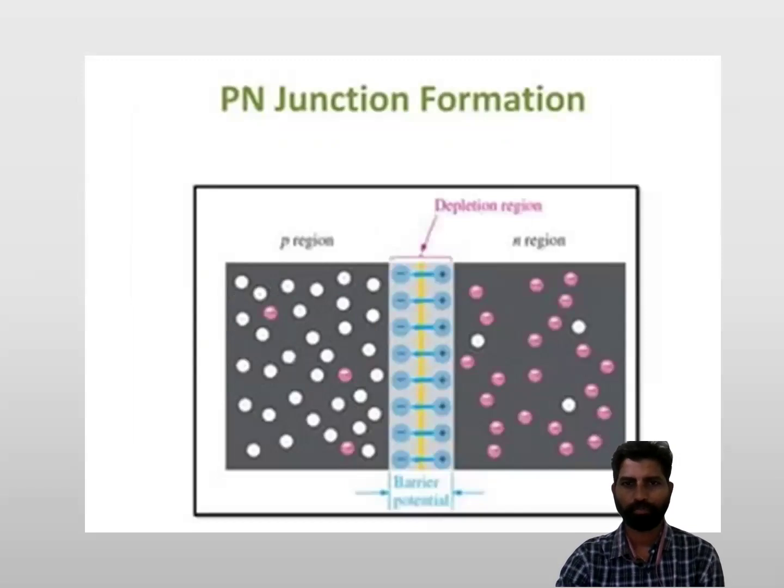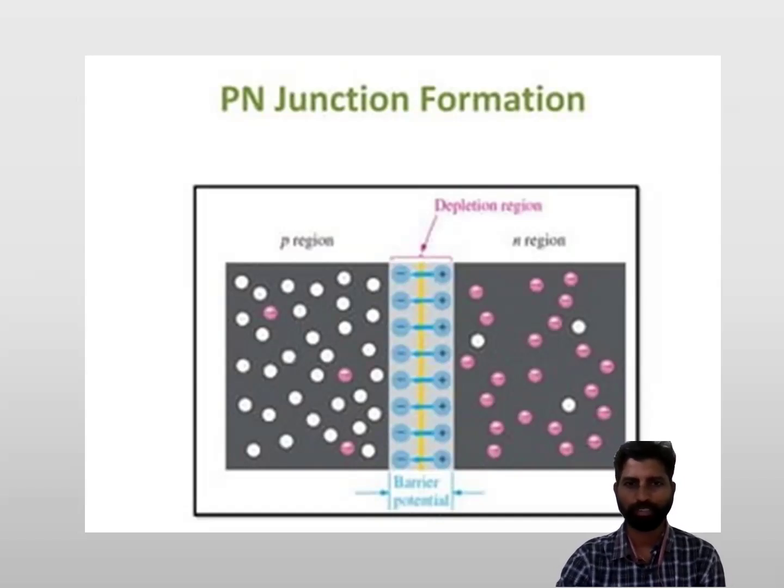At first, before any biasing condition, when we are not applying any bias, the two materials are combined and the N and P regions form a junction. At the junction, the closest charge carriers on the P side and the closest charge carriers on the N side will diffuse from P to N and N to P. Later, some immobile ions form at the junction.